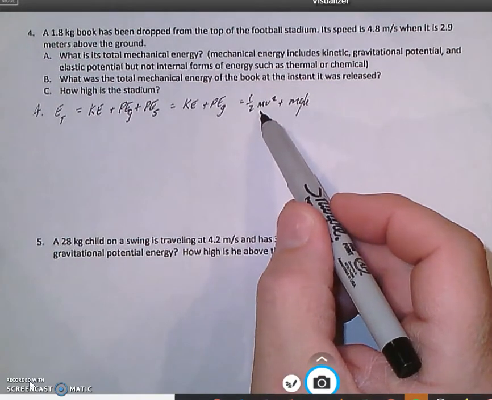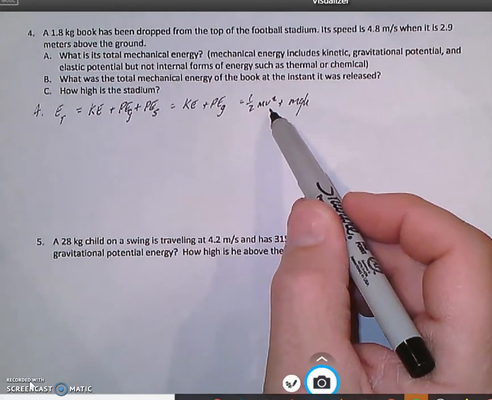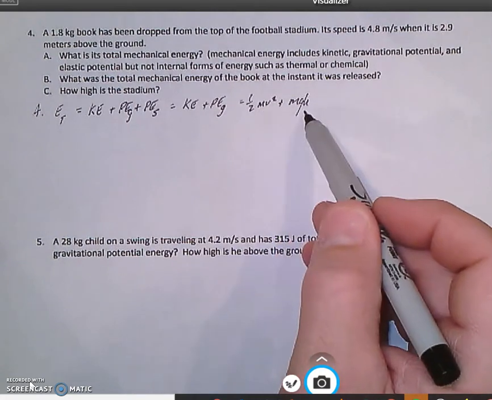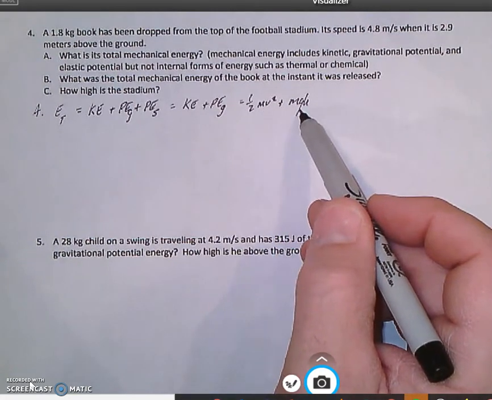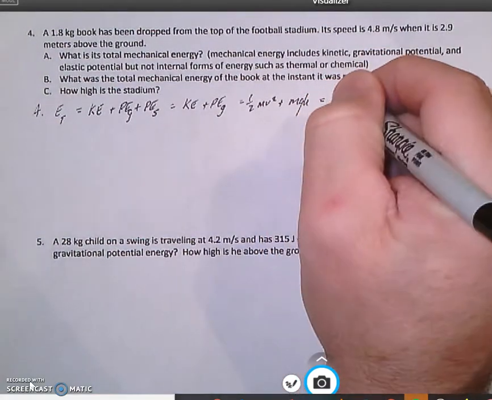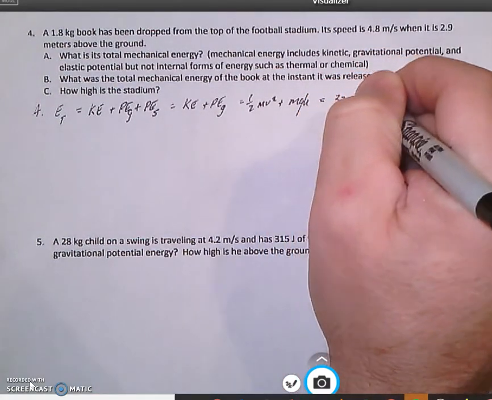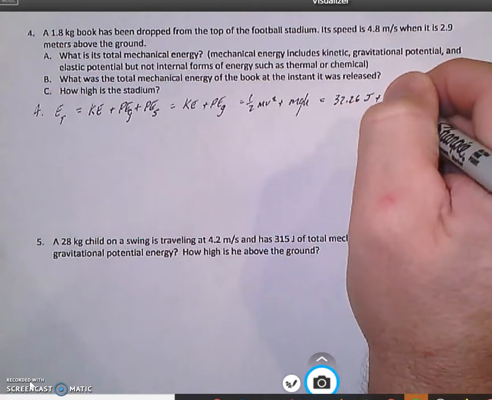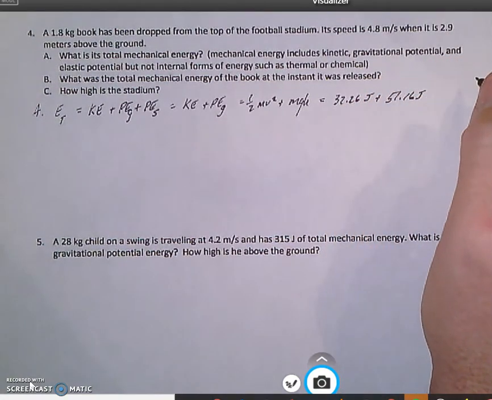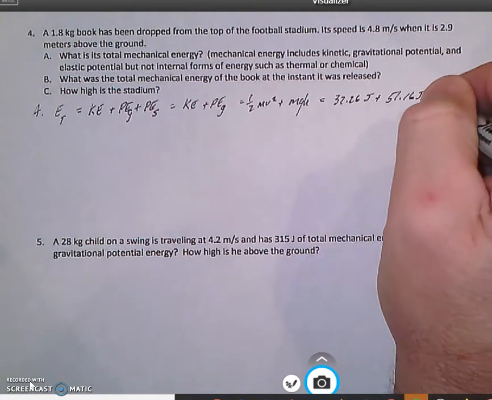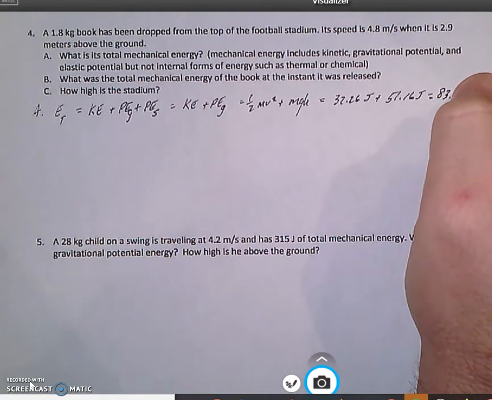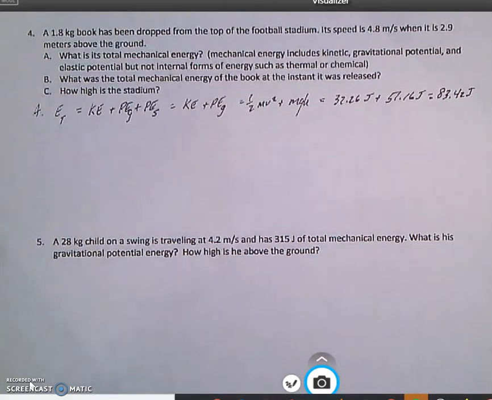M is 1.8 kilograms. V is 4.8 meters per second. That speed occurs when the height is 2.9. G is obviously 9.8, as M is 1.8. So this becomes 32.26 joules as the kinetic energy plus 51.16 joules as the gravitational potential energy, which totals 83.42 joules for the total energy.